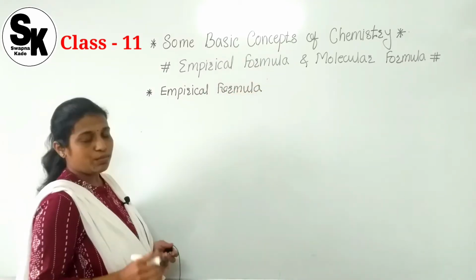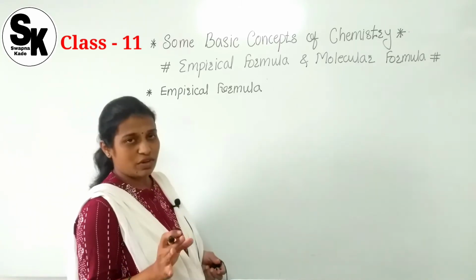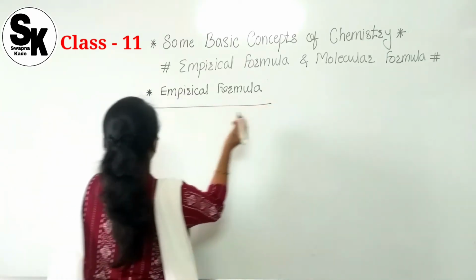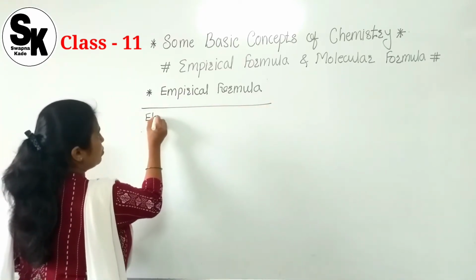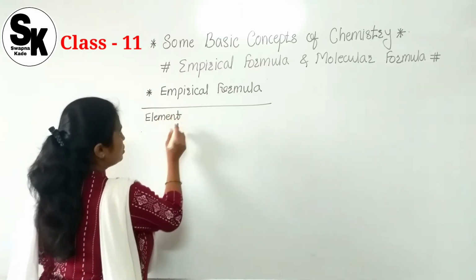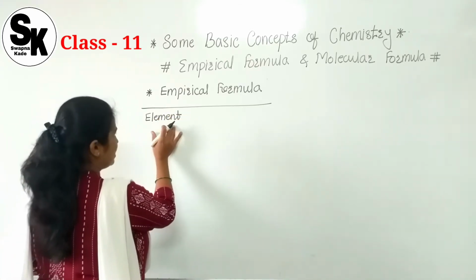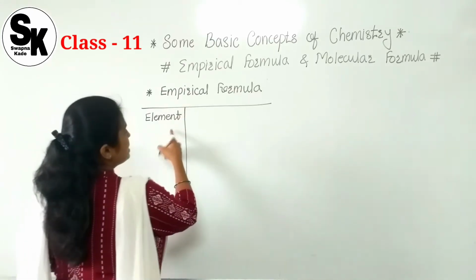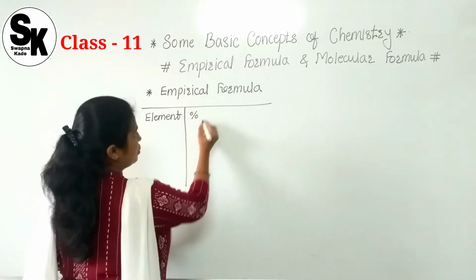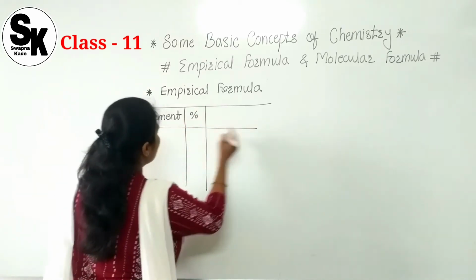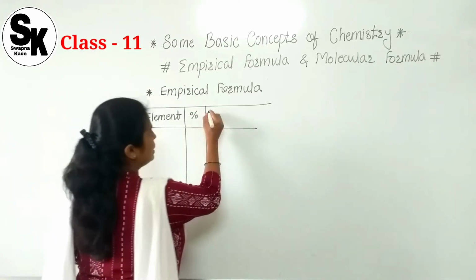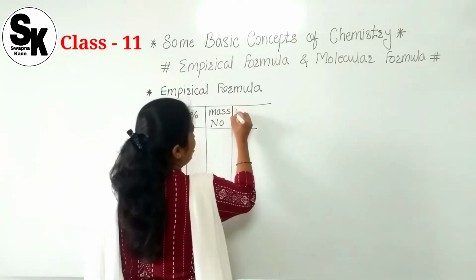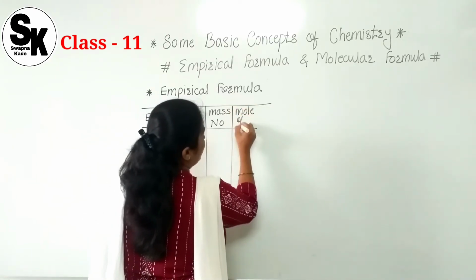To calculate the empirical formula, if percentage is given, then we should be able to draw one table. In that table, some terms are involved whose percentage is given, meaning which elements are there and their percentage is given. So the first column is of the element, the second column is how much percentage is given, the third column is the mass number of whatever element is involved. The next column is the moles of that particular element.